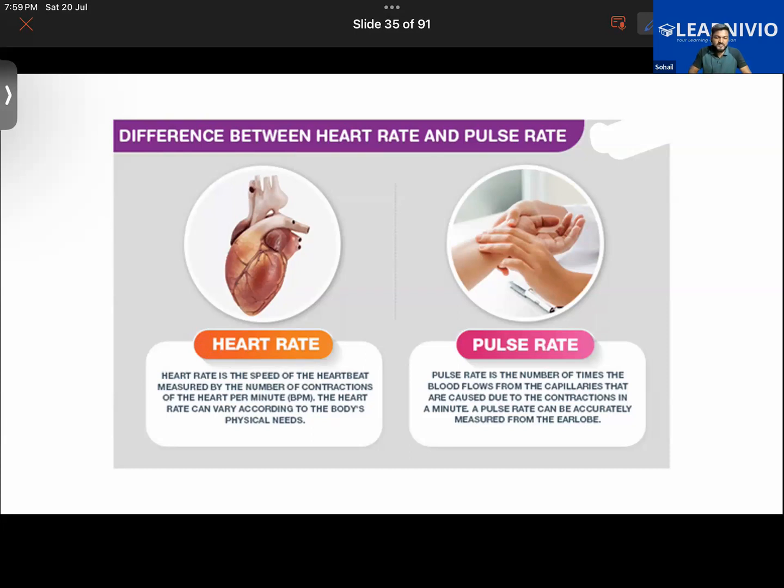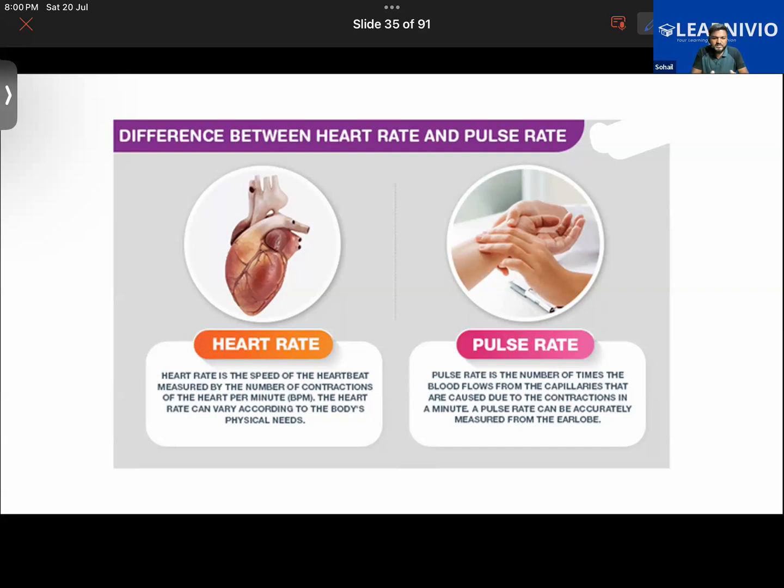So one of you please read this given paragraph. Fatima, you read the given paragraph. Pulse rate is the number of times the blood flows from capillaries that are caused due to contractions in a minute. A pulse rate can be accurately measured from the earlobe.